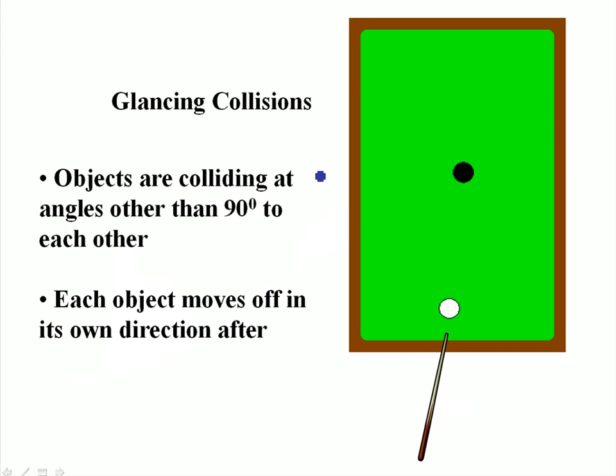And the last type is a glancing collision. So I've got my little pool table here, and when you have a glancing collision, objects are usually colliding at angles other than 90 degrees, and then each object typically moves off in its own separate direction after the collision. So again, you've got the cue ball coming in, hitting the other ball at some angle other than 90 degrees, and what will happen is they move off separately at different speeds and different directions.